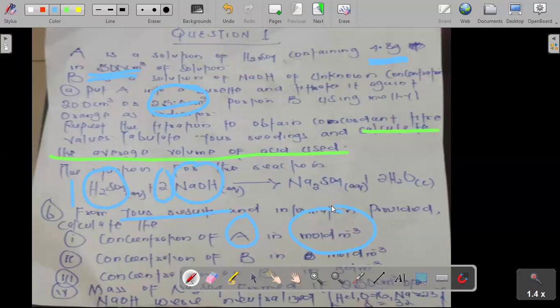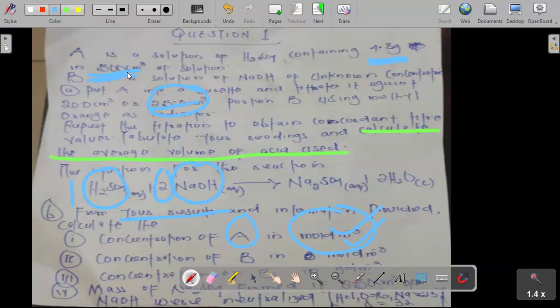There are two concentrations, whether we have molar concentration or mass concentration. Molar concentration is mole per dm cube. Mass concentration is gram per dm cube. Now, how do we find the molar concentration of the acid? Let's read the information containing the acid. The acid contains 4.8 grams in 500 cm cube.